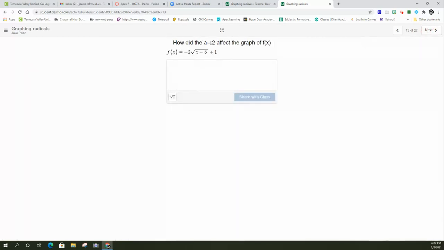Okay, how did the A of -2 affect the graph? So again, it stretched it and it reflected it. It stretched the graph by a scale factor of 2 and reflected the graph. All right.